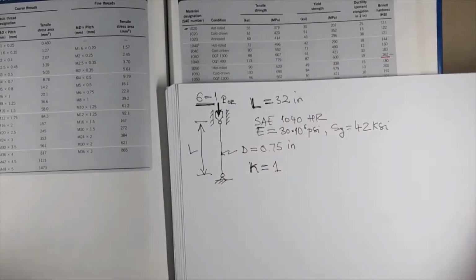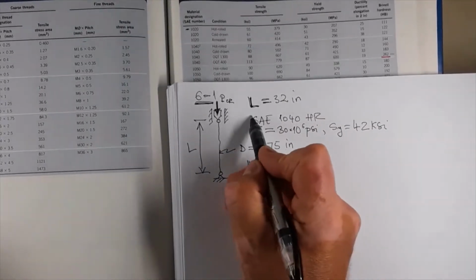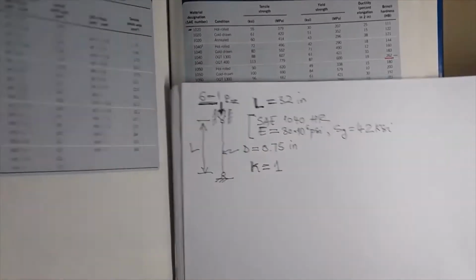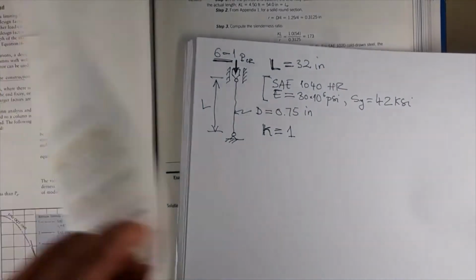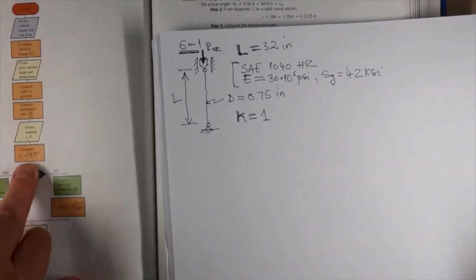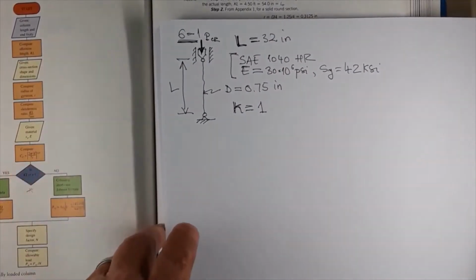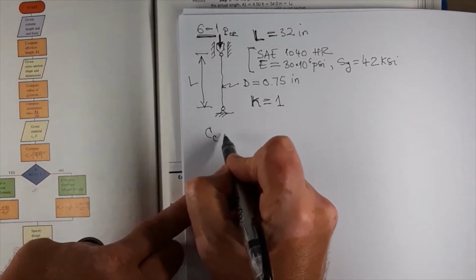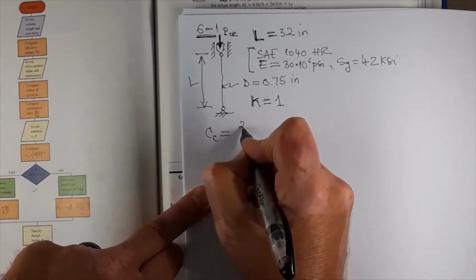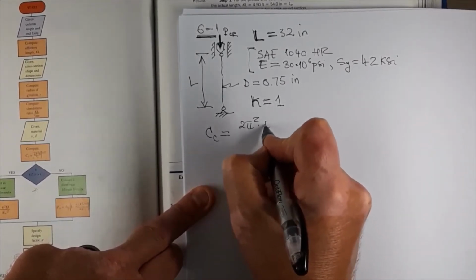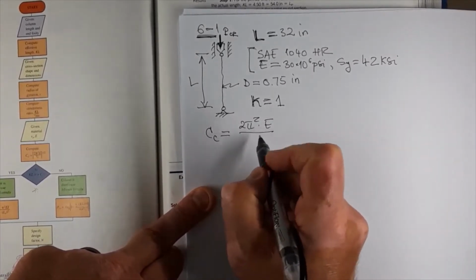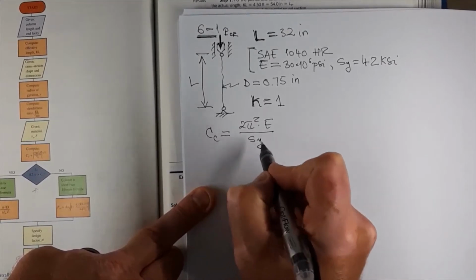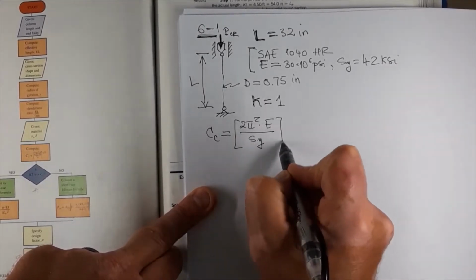Okay. All right, so this is the information about the material. We're going to follow the flow chart on page 224, and we need to compute the column constant. Column constant is 2 pi squared times modulus of elasticity over yield strength, all to the power 1 over 2.